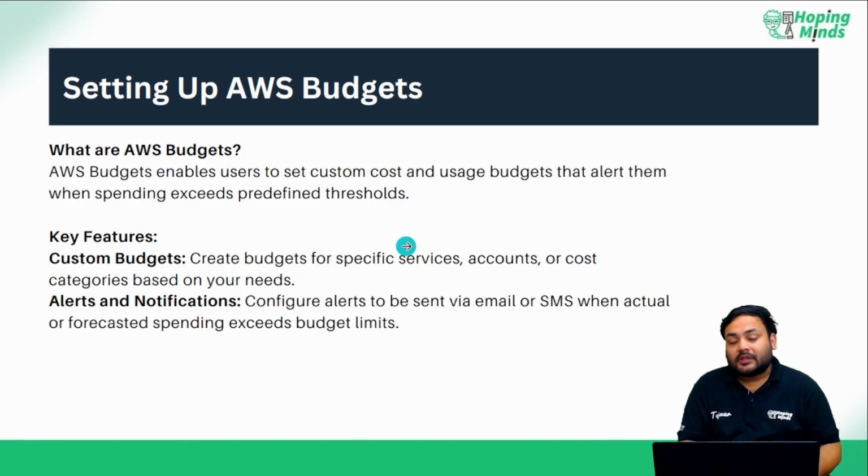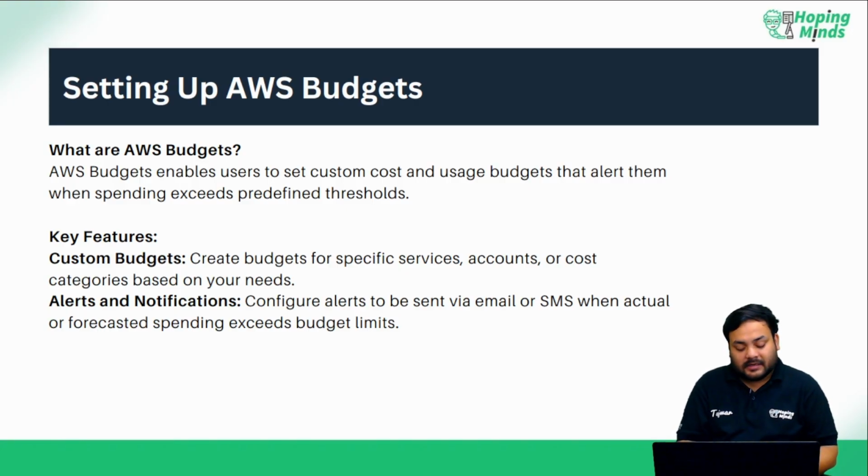Now let's talk about the key features, like custom budgets, alerts and notifications. For a particular account or service, or a usage pattern, you can create the budget, and you will get the notification if that particular limit is exceeded. So these are the key features of AWS Budgets. It is one of the best services by which you can limit and optimize your cost in a very effective manner.